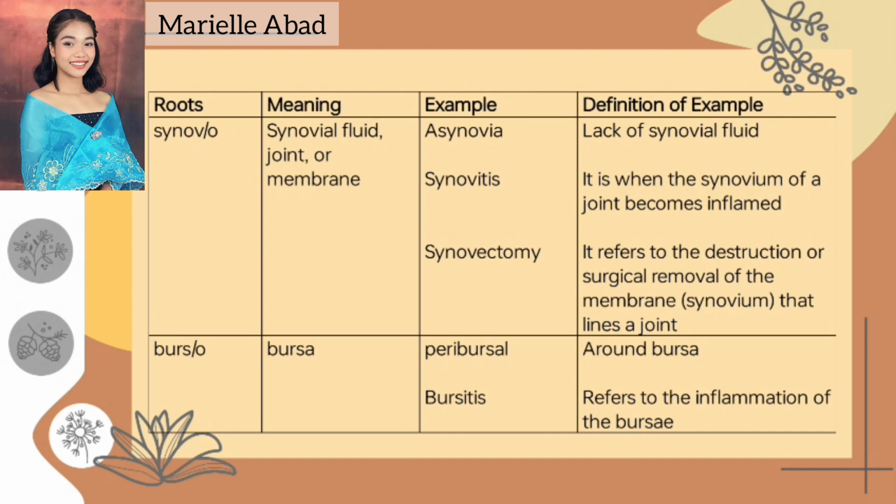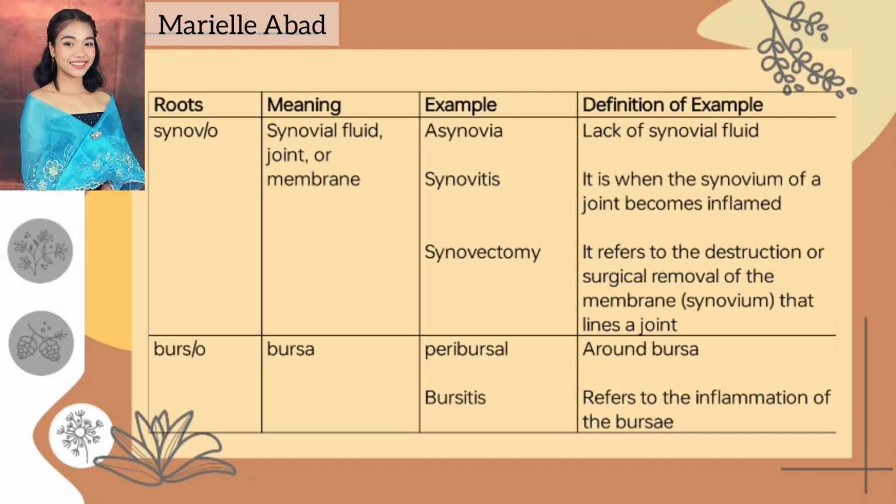Number three example is the synovectomy. Ectomy is the suffix used, which means removal. So synovectomy is the removal of the synovial lining of the joint via either an open or an arthroscopic approach.